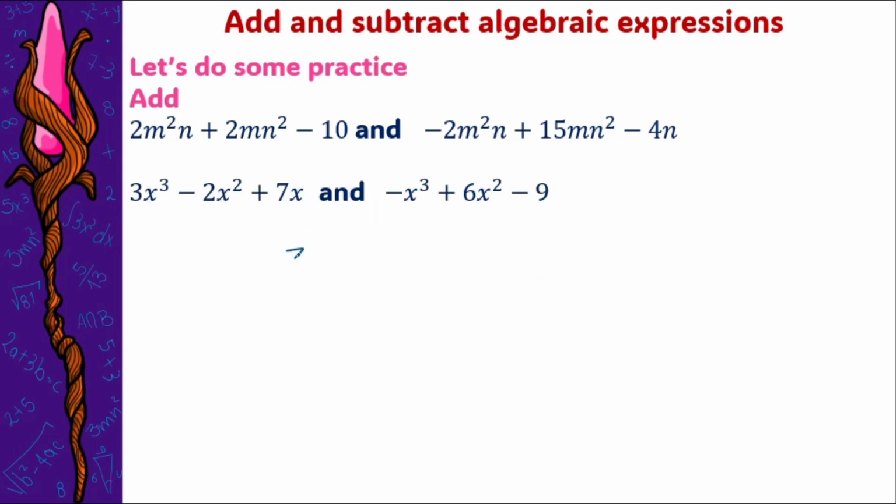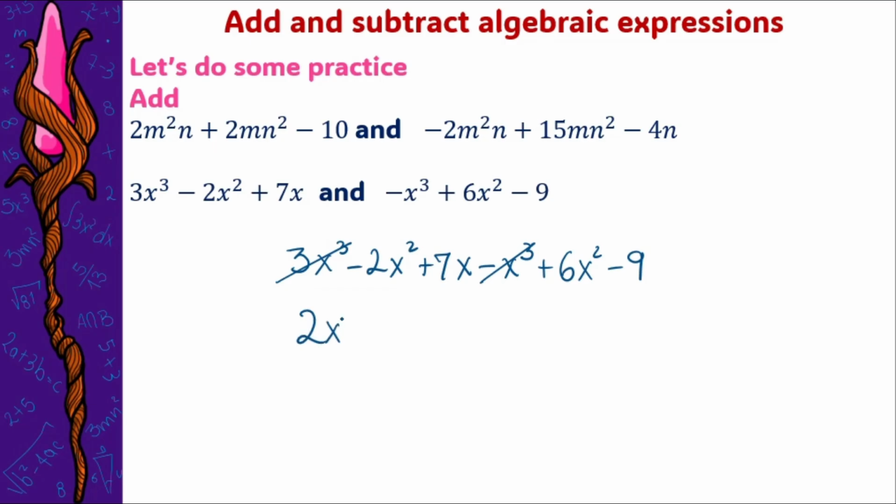Let's check this one. 3x cubed minus 2x squared plus 7x minus x cubed plus 6x squared minus 9. I'm going to start with x cubed. 3 minus 1 is 2. 2x cubed, minus 2 plus 6 is plus 4, plus 4x squared. The 7x is alone, so 7x. And minus 9 is also alone. So this would be the answer.